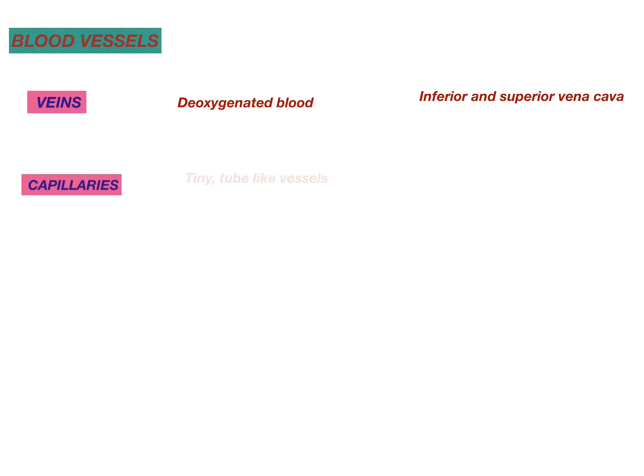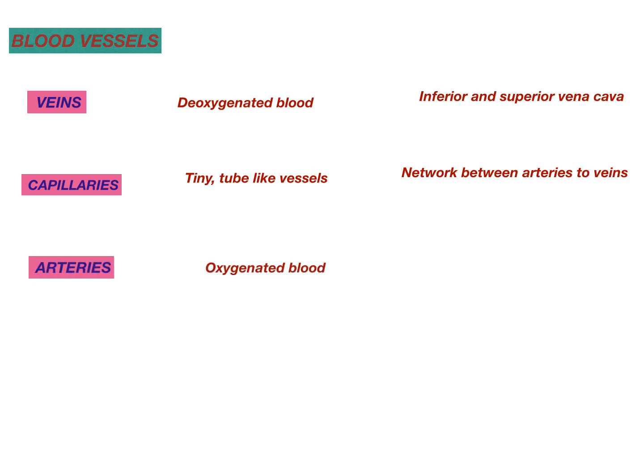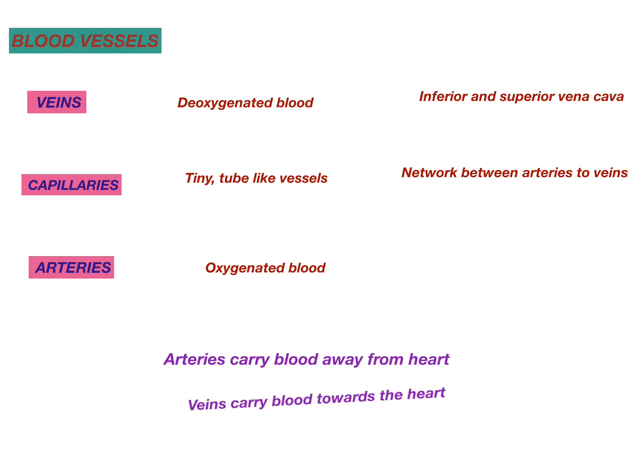Blood vessels. These are the structures through which the blood flow occurs. They comprise veins, capillaries, and arteries. The veins carry deoxygenated blood to the heart through the inferior and superior vena cava. The capillaries are the tiny tube-like vessels which form a network between arteries and veins. The arteries supply oxygenated blood away from the heart to different body parts. Also remember that arteries carry blood away from the heart and veins carry blood towards the heart.